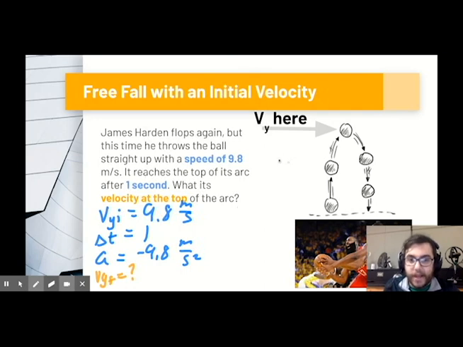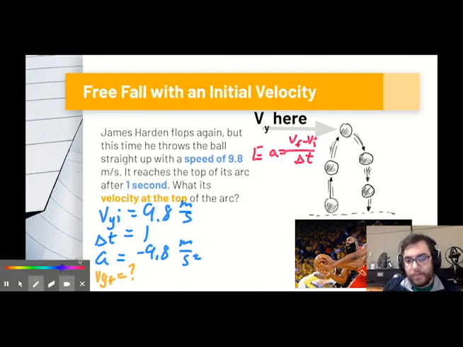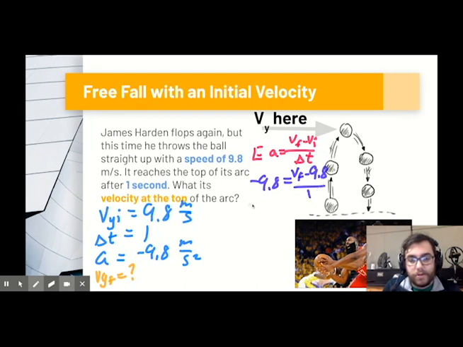The only equation, which I put on the equation sheet in the resources folder of the classwork section, so go ahead and check that out, save it, download it, whatever you need to do to make sure that you have it as a reference point. So A is equal to Vf minus Vi over T. All I got to do is solve it. So A is negative 9.8. Vf is what we're solving for, minus 9.8, over 1. Negative 9.8 is equal to Vf minus 9.8. To get this to the other side, we add 9.8 to both sides. And what do you know? It's equal to 0.